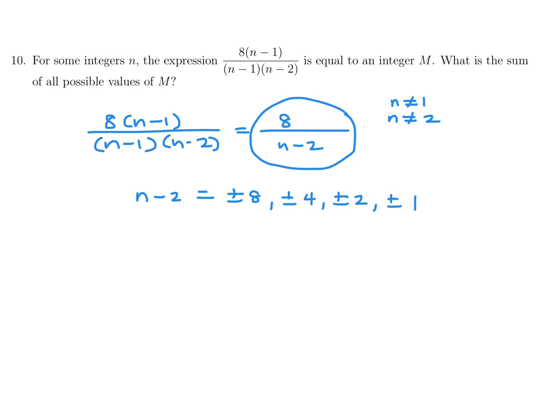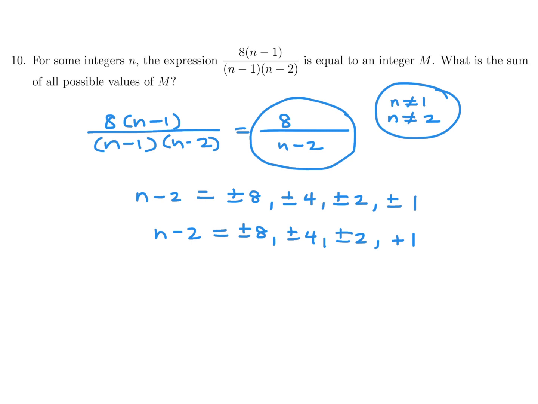But we have to keep this in mind. Now, n cannot equal 2, and we don't need to worry about that, but n cannot equal 1, because if it did equal 1, n minus 2 would be negative 1. So of these, the only ones we can use are plus or minus 8, plus or minus 4, plus or minus 2, and if n was 1, that would be 1 minus 2, which is negative 1, so negative 1 cannot be used, so we can only use positive 1.